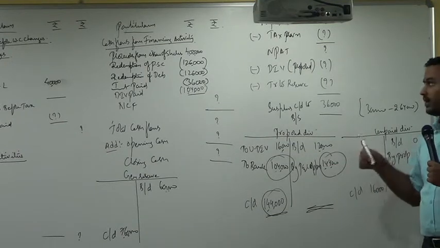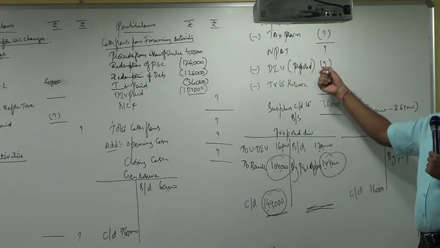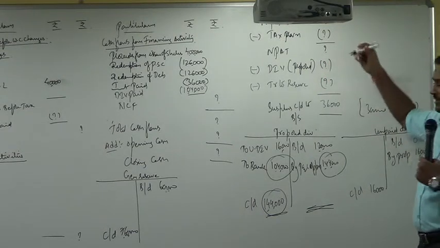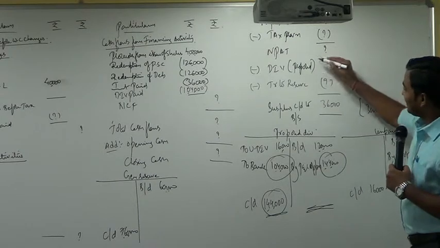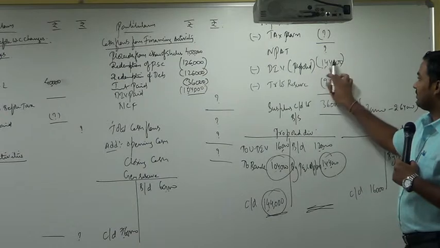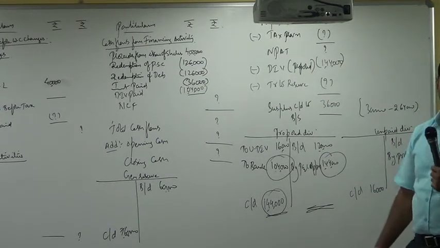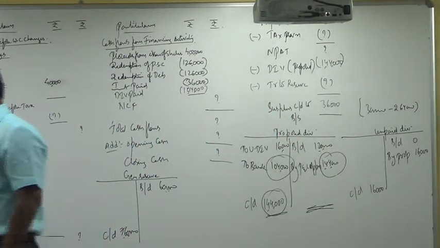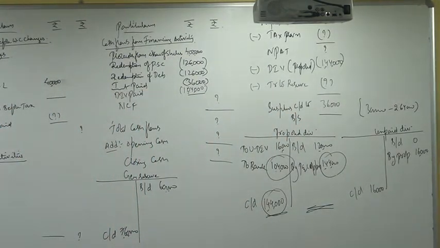Dividend provided for out of current year profits. This working note is waiting. It is crying net profit before tax. Please fill it up. 1,44,000. That's it. Next, provision for tax.